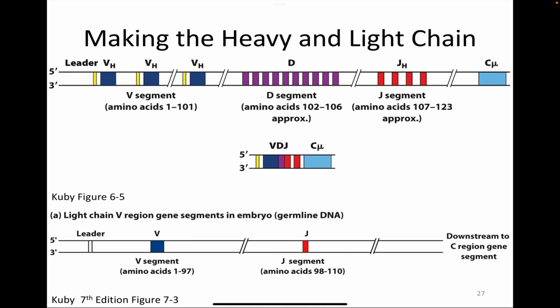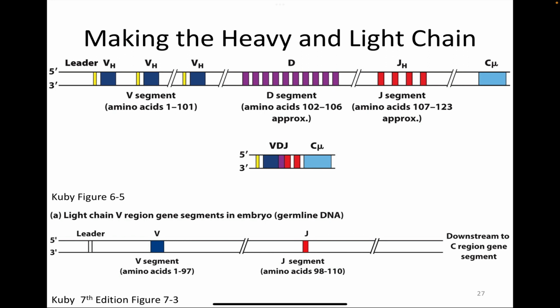You can see that if we actually think about the antibody protein itself, the V segment that was chosen by the B cell is actually encoding the first 101 amino acids of the antibody protein. The D segment is encoding amino acids about 102 to 106. The J is about 107 to 123.